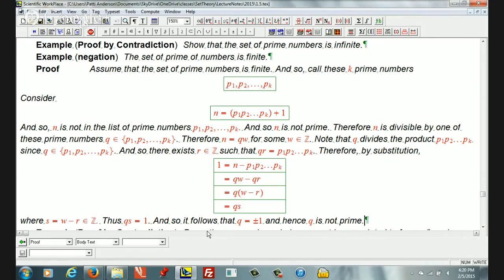So what were the two contradictory facts that we have come up with? Up here we knew that Q was prime. It was one of those prime numbers. Down here we showed that Q is not prime. So we have Q is prime and Q is not prime. They can't both happen.